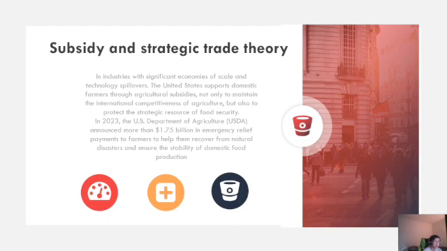This not only boosts exports but also ensures we have enough food at home and protects farmers from going under when unpredictable events like droughts or floods hit hard. So strategic trade theory highlights just how vital government support is for shielding essential industries from outside shocks and keeping a strong position on the world stage.